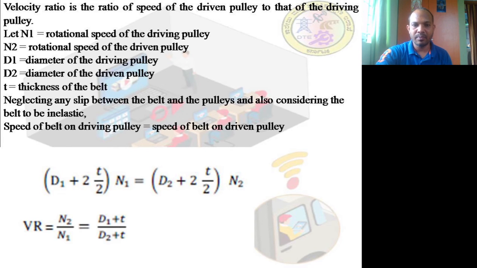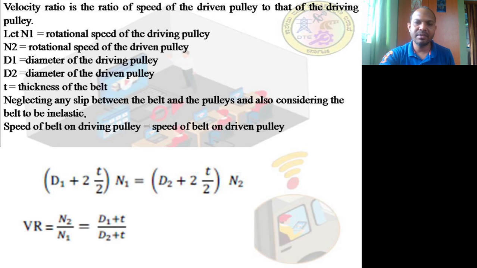D2 into T by 2, which gives rise to N1. Now this is the thickness, which is the thickness of the belt in touch with the pulley, and N1 is the speed of the driving pulley. Whereas for the driven pulley, it is D2 plus 2 into T2 into N2. So that gives us the speed of the belt on the driven pulley. On cancelling, the 2 gets cancelled and we are left with the thickness of the belt, T.